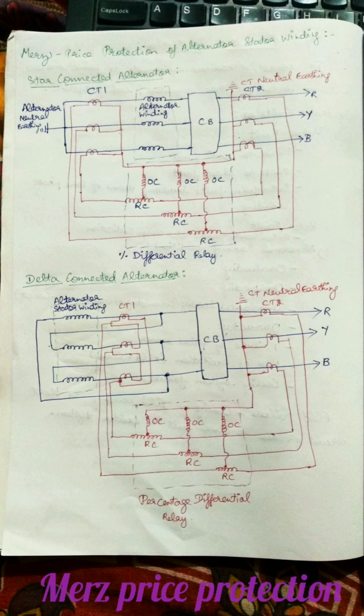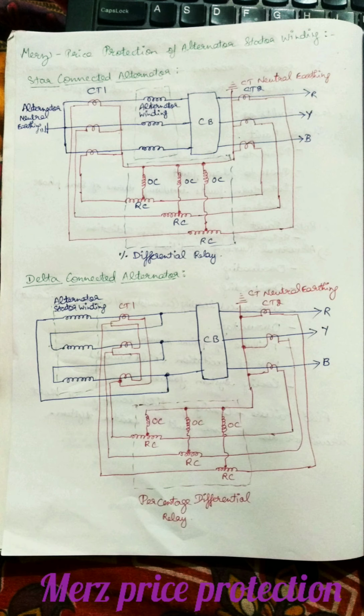Merz-Price protection of alternator stator windings. Here Merz-Price protection is also known as biased or percentage differential protection of your generator. It consists of two types of connections, which means star connected and delta connected alternator connections.